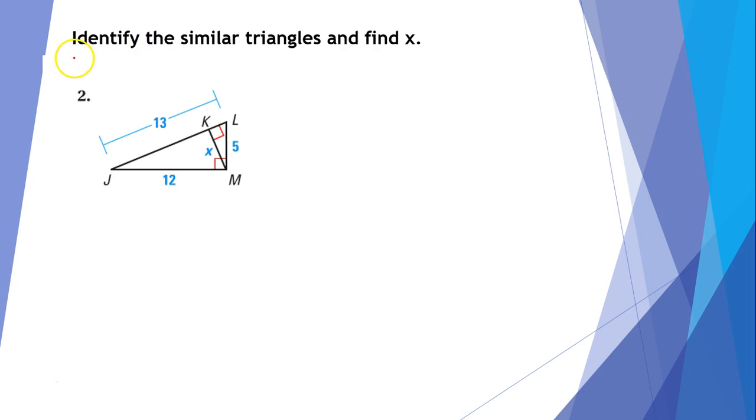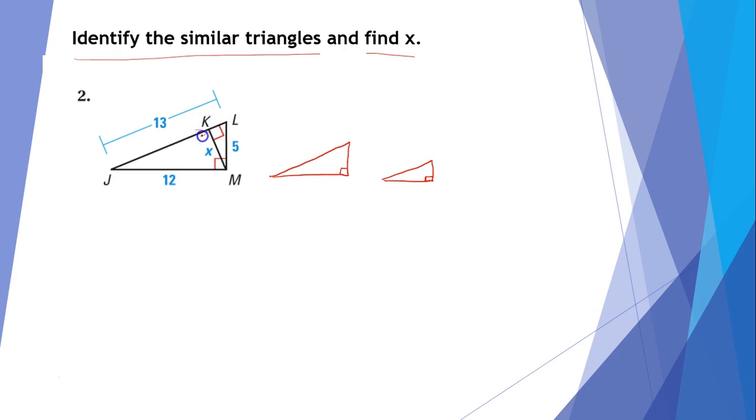All right, let's do it again. It says identify the similar triangles and find x. So identifying the triangles. Again, I'm going to draw the two inner triangles oriented the same way as the outside triangle, LJM. Okay, there's one. There's another. Okay, and then let's label this.